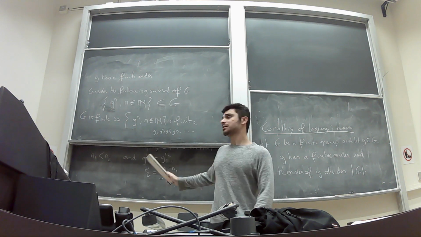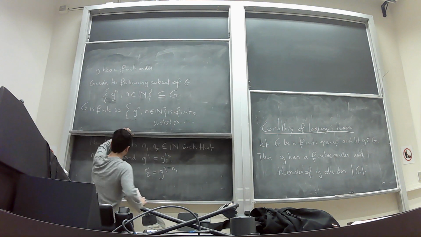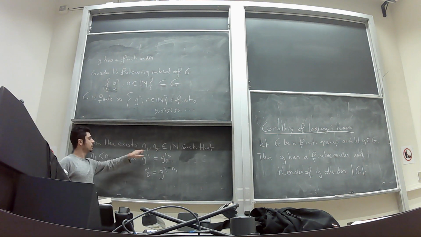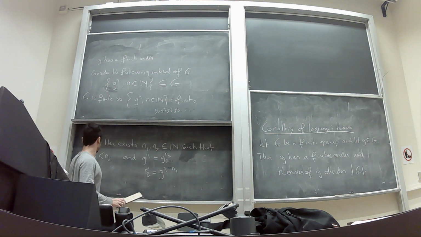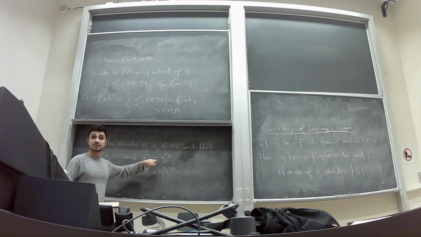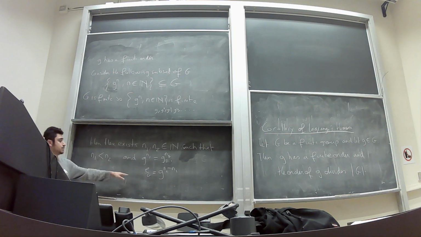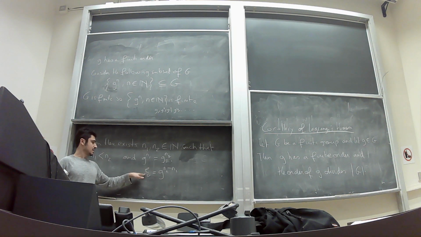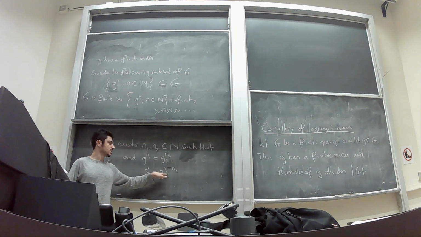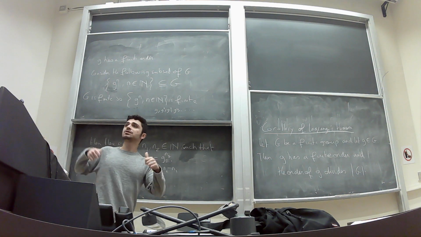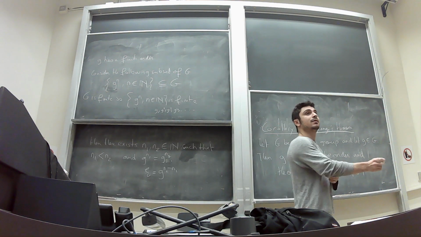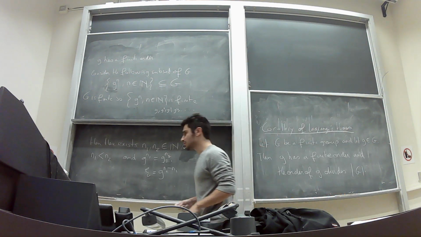Are we good here? Is this argument clear? Then, if there is a repetition, then I could find n1 and n2 such that n1 is strictly less than n2, and g to the n1 is equal to g to the n2. Great. Now let me move this to the other side. I get e is equal to g to the n2 minus n1. Agree so far? Yes. Okay, then what do I do?